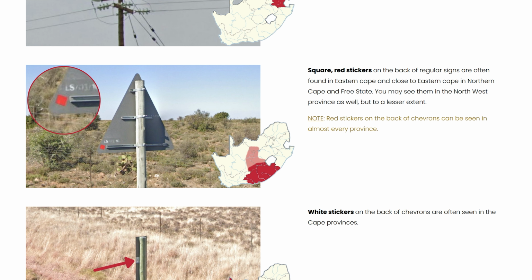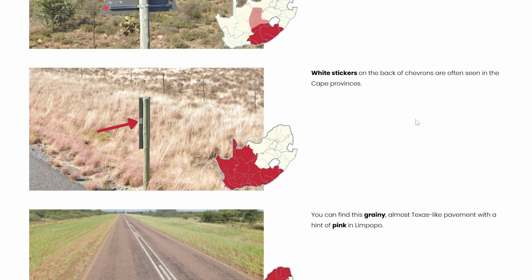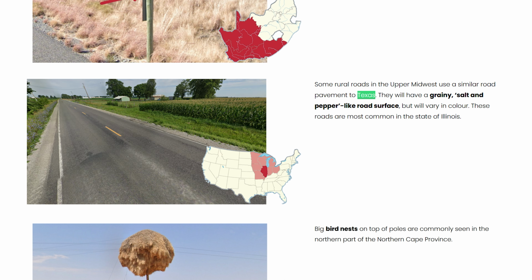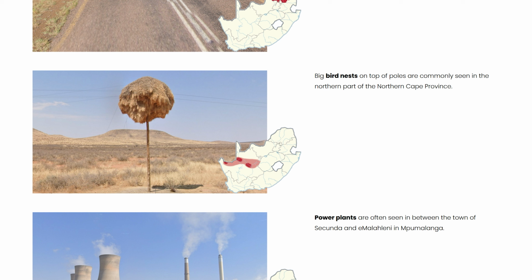Alright, here's some nitty gritty stuff. Square red stickers on the back of regular signs are often found in Eastern Cape and close to Eastern Cape in Northern Cape and Free State. So red stickers on the back of regular signs you would find in Eastern Cape and maybe Northwest Province. White stickers can be seen in the Cape provinces, so just like the left side of the country. And then grainy, almost Texas-like pavement with a hint of pink in Limpopo. I think the Texas-like pavement, quote-unquote, is referring to like the salt and pepper texture that they have there. Something like that. Big bird's nests on top of poles are commonly seen in the northern part.